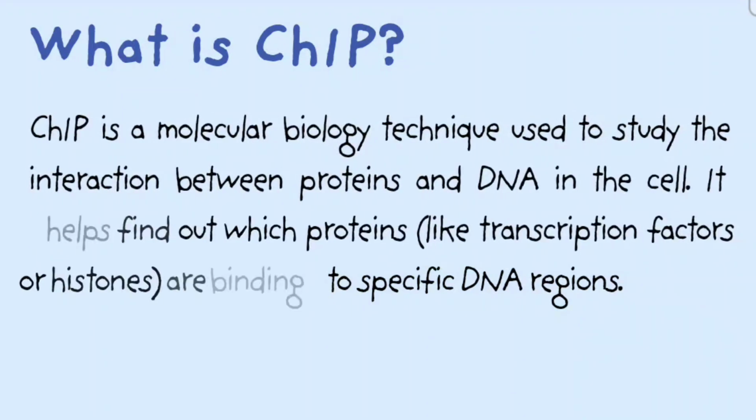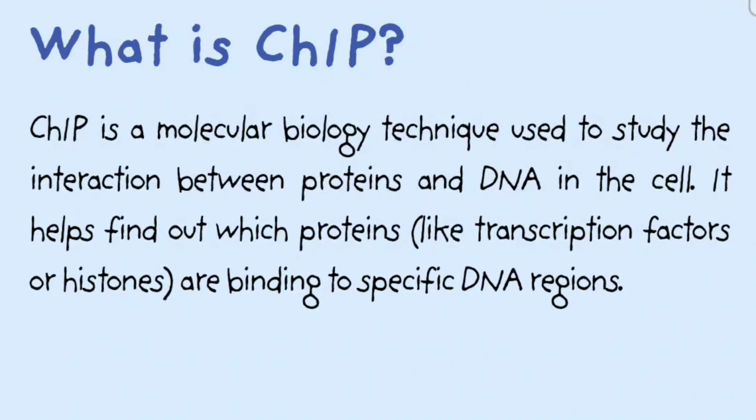So the question is, what is ChIP? ChIP is a powerful lab technique used to find out where exactly proteins like transcription factors or histones attach to DNA. This helps us understand how genes are turned on and off.